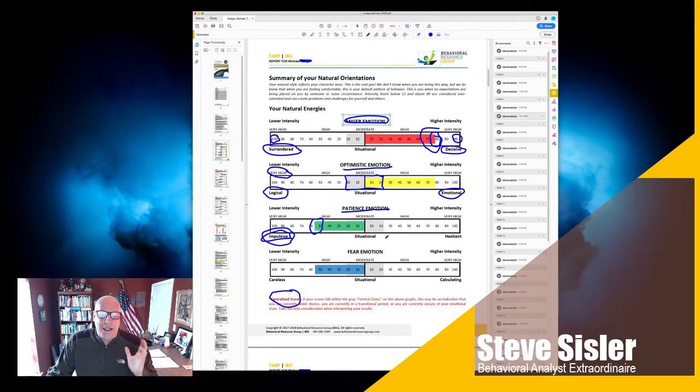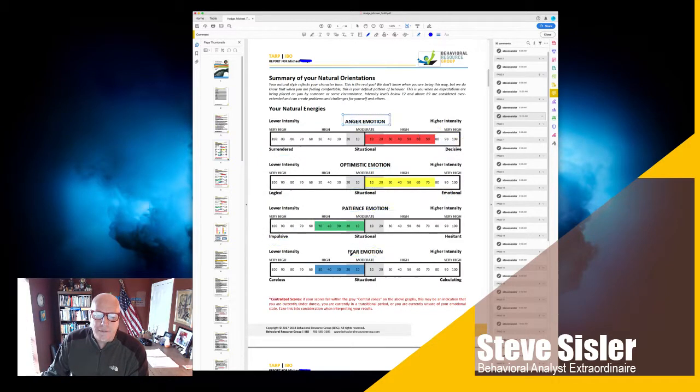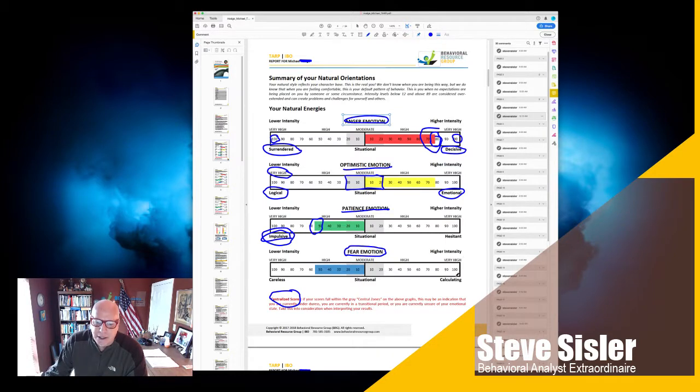So extremely important to know. All right, fear emotion down here, okay? At a higher intensity, an individual becomes extremely calculating because everything is approached as if they're dismantling a bomb, okay? But as you get down here where this individual is, they become careless. What does careless mean? It means less care, okay?